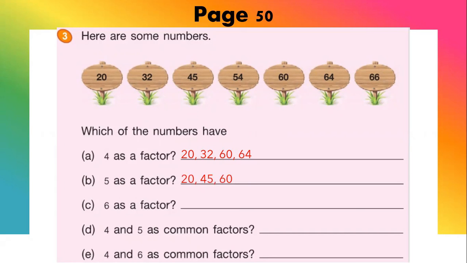So next, letter C, 6 as a factor. For letter C, we have 3 numbers again. The first number is 54, then 60, and 66. Very good. Next, which of the numbers have 4 and 5 as common factors? 20 and 60. Very good. And letter E, which of the numbers have 4 and 6 as common factors?